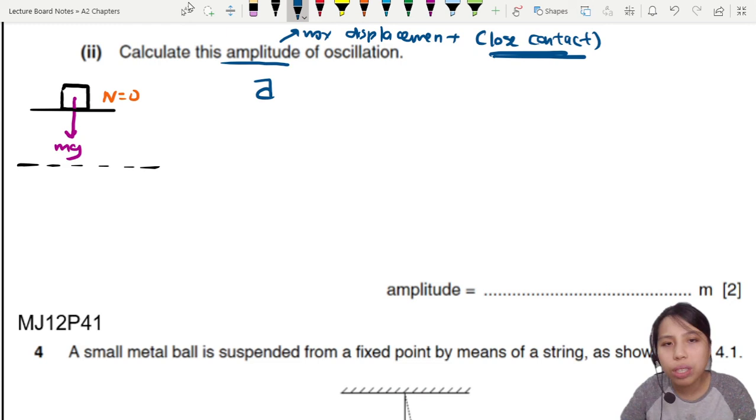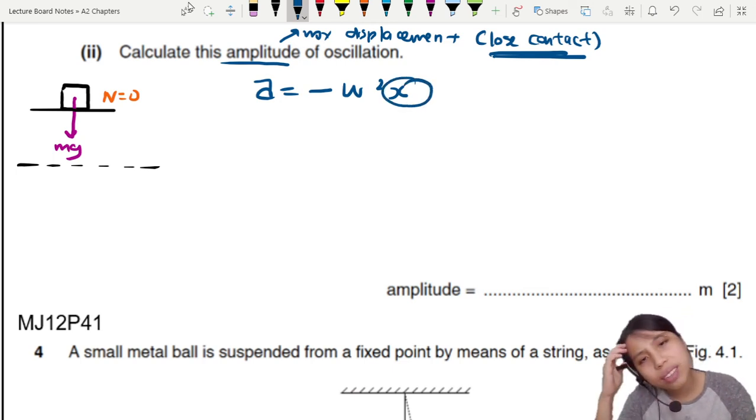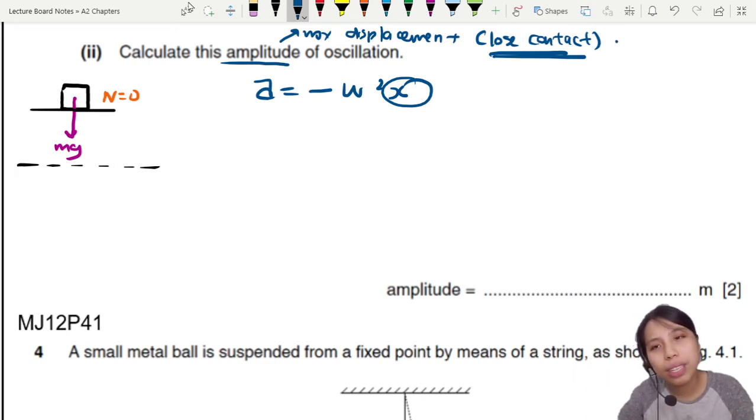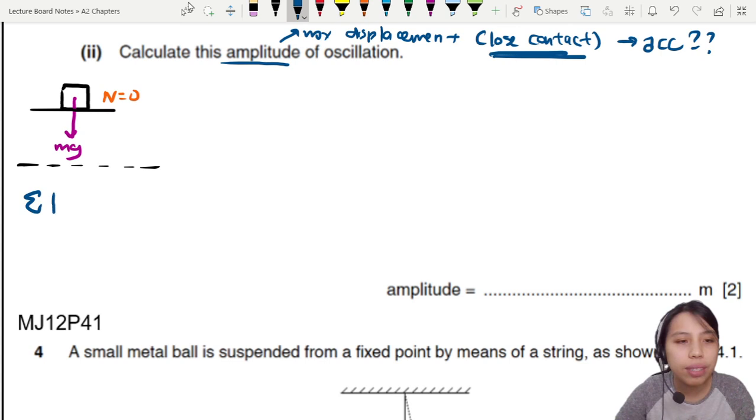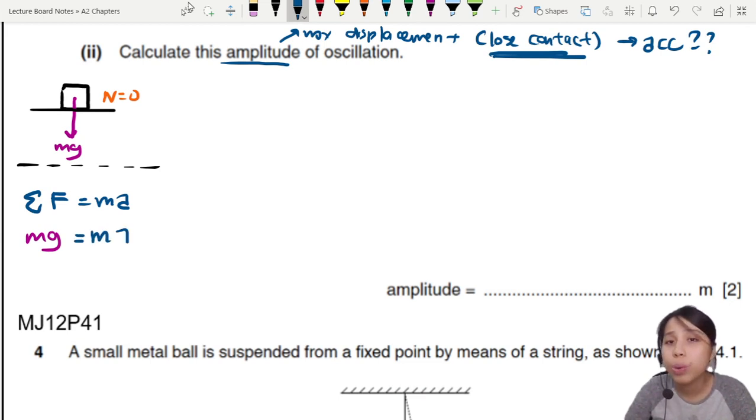So we know our good old equation a equals negative omega squared x. This is acceleration. Amplitude, if we can find x, what is the acceleration at maximum displacement when it loses contact? I think the hint lies in the force diagram on the left side. So let's look at the force diagram. The net force acting on a block, we usually say net force equals mass times acceleration, right? I think we can find the net force. The net force, there's only one force, mg. That's just it, and that will cause a block of certain mass to accelerate.